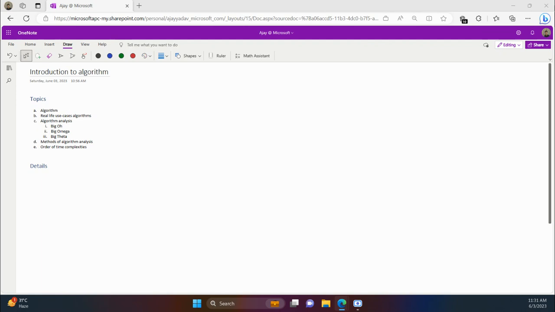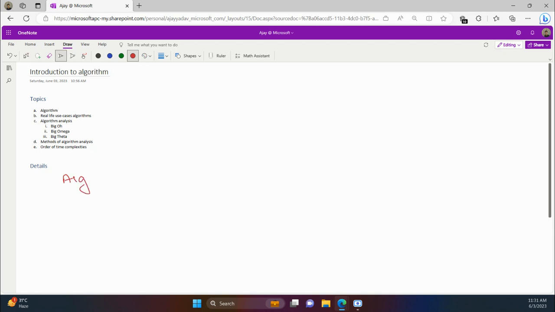First, we are going to cover the algorithms, and then we will cover the real time use cases of the algorithms. Then we will understand how we do the algorithm analysis and why analysis is required. Then we will understand big O, big omega, and big theta notation for analyzing the algorithms. Then we will study the different methods using which you can do the analysis of the algorithms, and then we will compare the different time complexities. So let's start with the first thing, that is our algorithm.